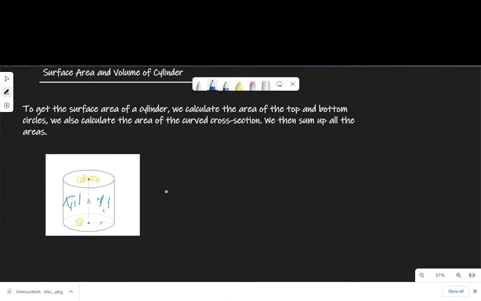So how can we get the surface area of a cylinder? We get that by the area of the circular base plus the area of the circular top plus the area of this curved cross section. And we know that area of the circle is pi r square. That is the bottom plus another pi r square, the top. Then this curved surface, the area is 2 pi r h. So if we add all of this together, pi r square plus pi r square is 2 pi r square, then plus 2 pi r h. So total surface area, TSA, for a cylinder is 2 pi r square plus 2 pi r h.